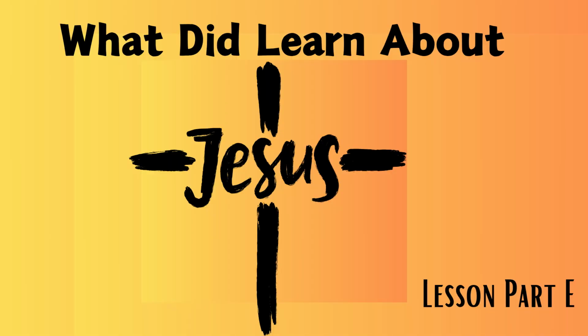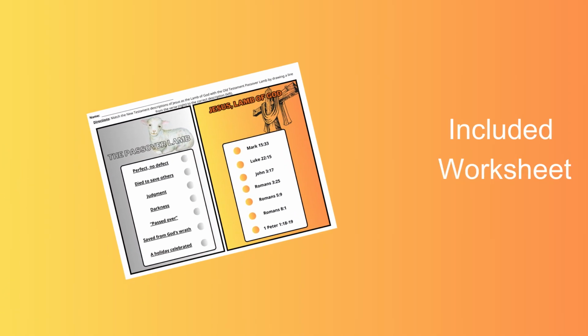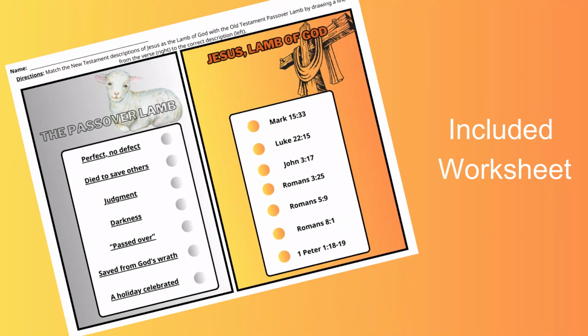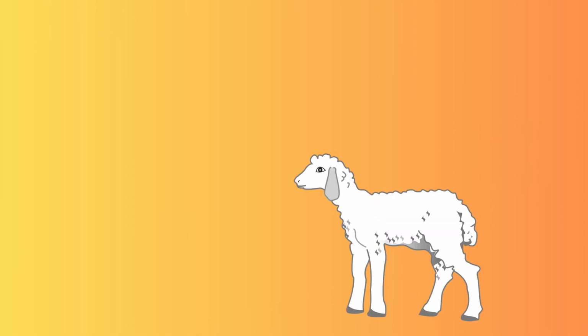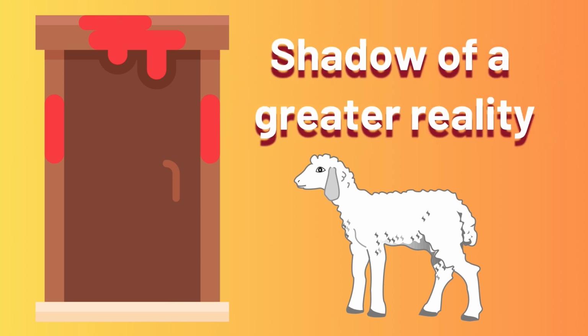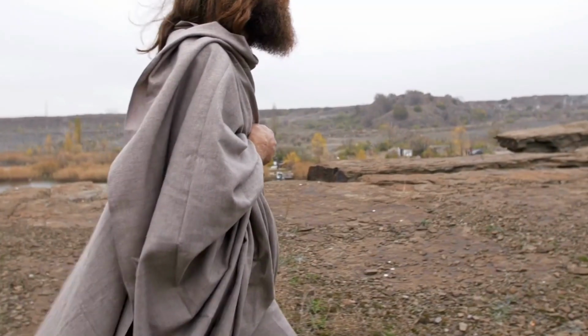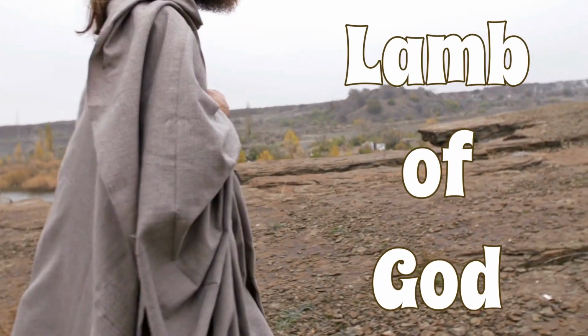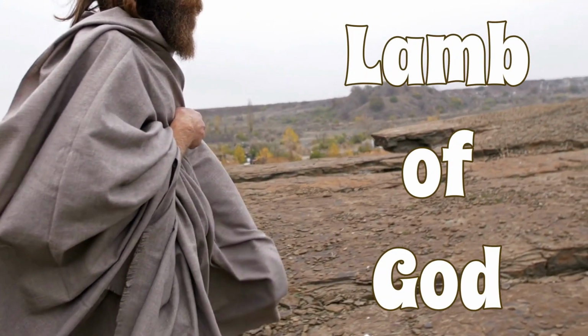Students are pointed to 7 New Testament descriptions of Jesus and compare them with the Old Testament Passover lamb. In this way, they learn that the Lamb of God, whose blood saved the firstborn sons from physical death, was a mere shadow of a greater reality. Jesus is the Lamb of God who willingly offered himself to save us from spiritual death.